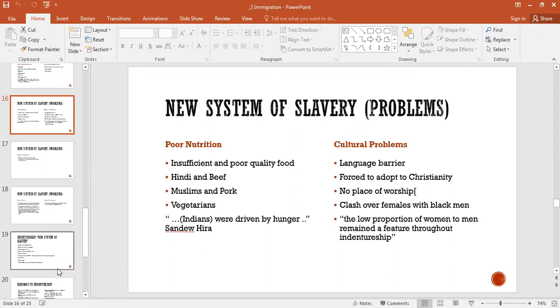So that was also another problem. And then one historian, I think it is Beverly Steele, said that the low proportion of women to men remained a feature throughout indentureship. So most of the immigrants coming from India were males. Most of the Chinese coming, in fact 90% of the Chinese coming from China, were males.